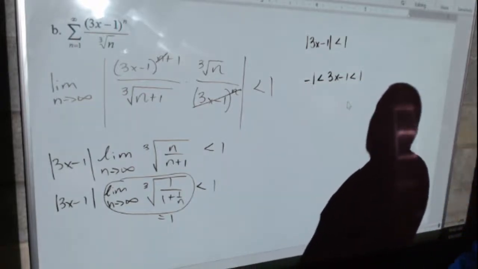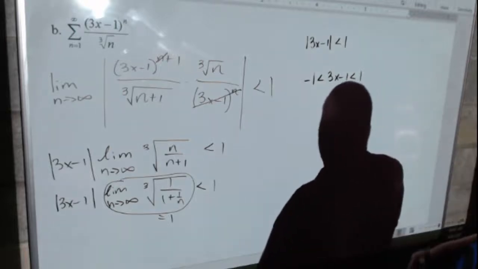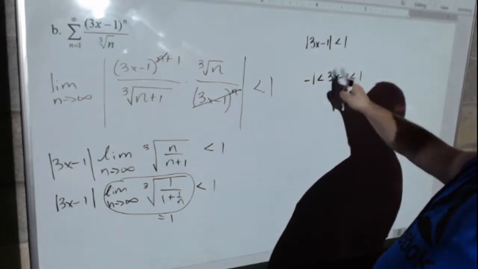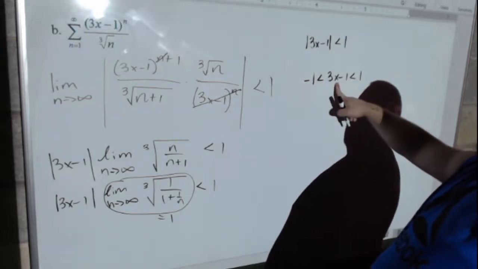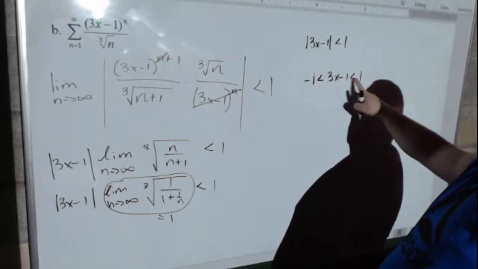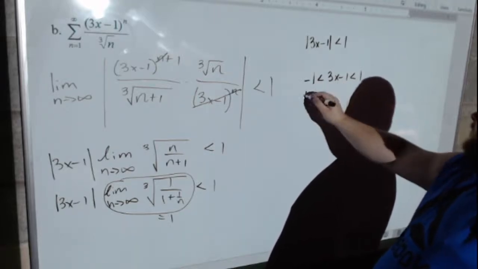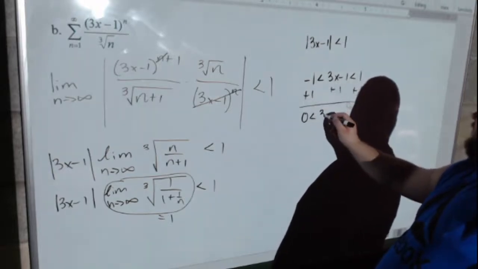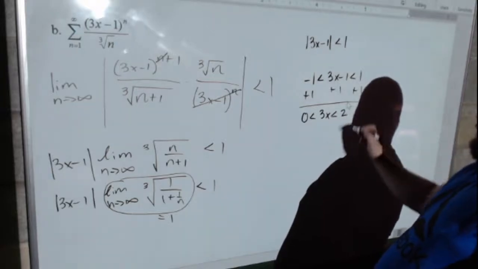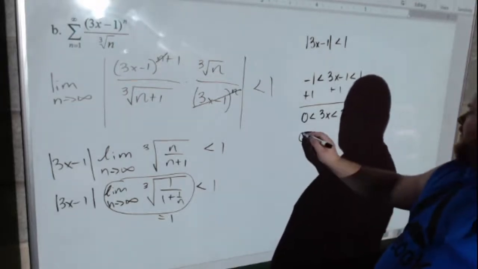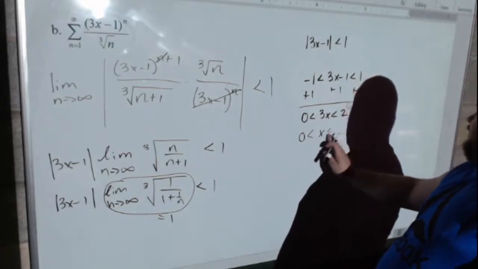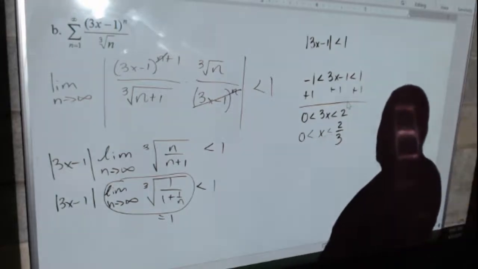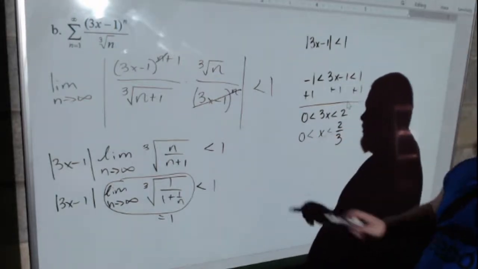And I'm unsure as to how familiar or how much you remember inequalities. So if I want to get x by itself, I've got to do some operations. But if I do an operation, I've got to do it to all three pieces. So I'm going to add 1 everywhere, and then divide by 3. So this is my interval from 0 to 2/3.